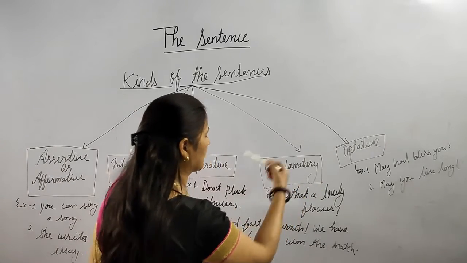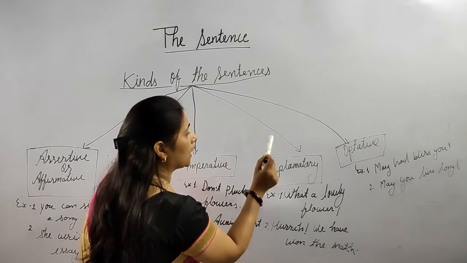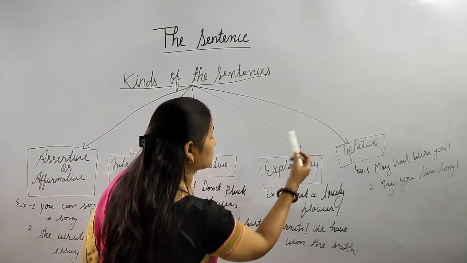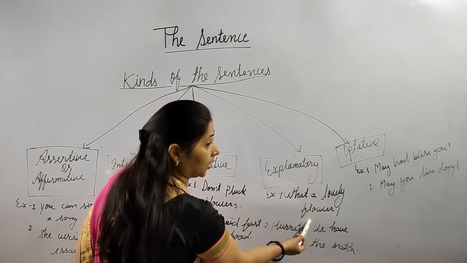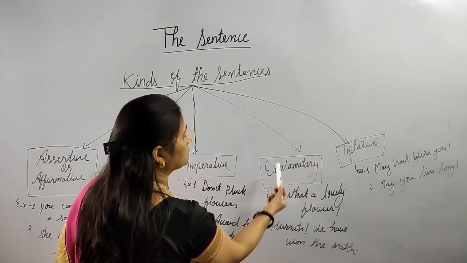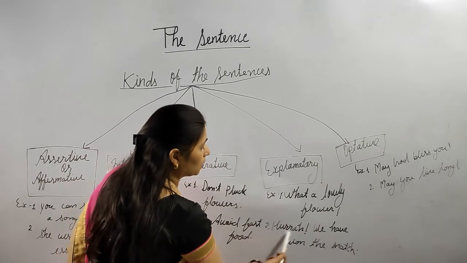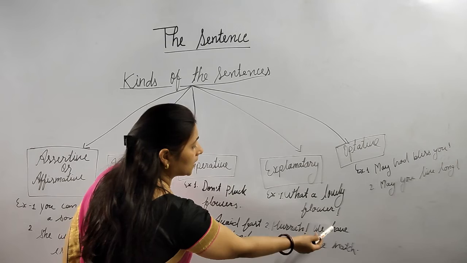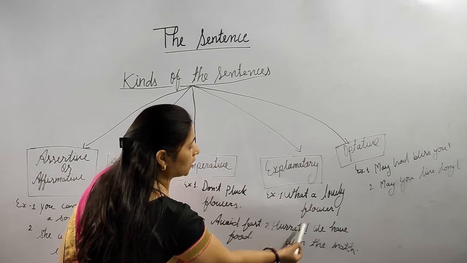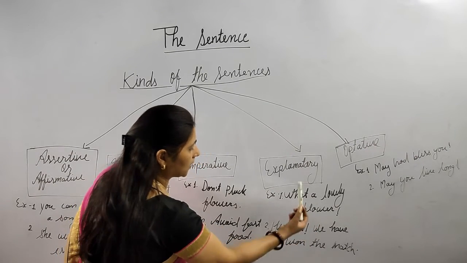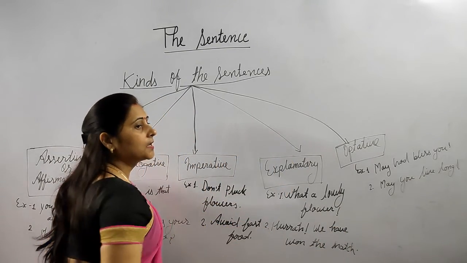Now the next kind of sentence is the exclamatory sentence. As I have told you, a sentence that expresses a strong feeling is called an exclamatory sentence. What a lovely flower, is showing a strong feeling. So this is an example of the exclamatory sentence. This word, hurrah, is showing happiness. It is an exclamatory word, and after this word we can put the exclamation mark. Hurrah, we have won the match. This is also an example of the exclamatory sentence.